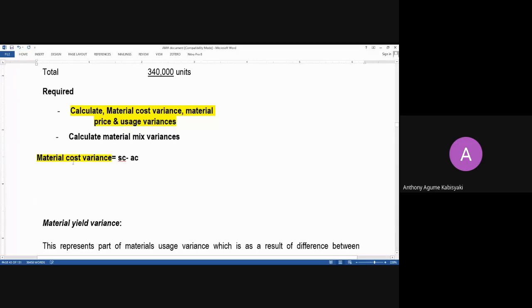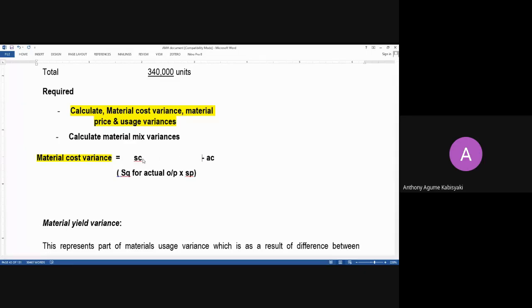So I was trying to basically say, how do you compute material cost variance? We say that to compute material cost variance, you need to get the standard cost minus the actual cost. And for you to get the standard cost, it is got by standard quantity for actual output times standard price. That would give me my standard cost.